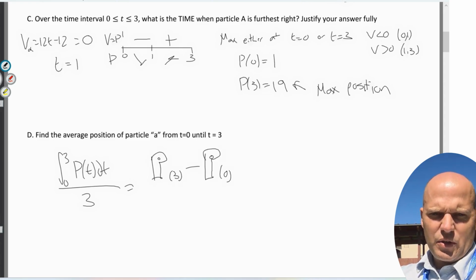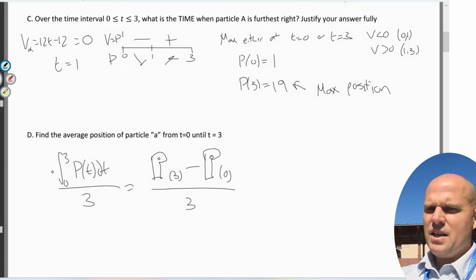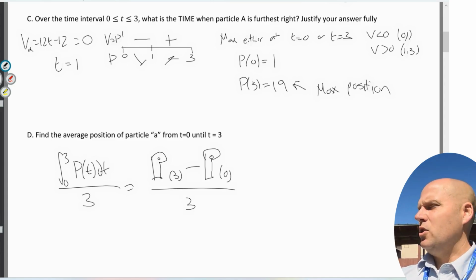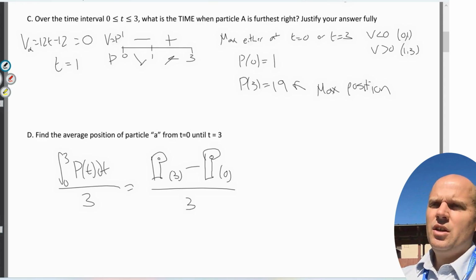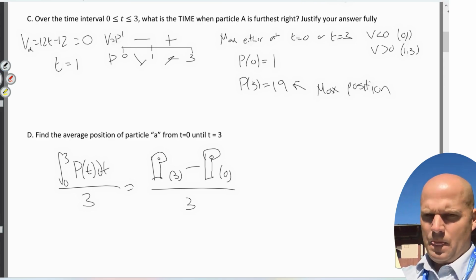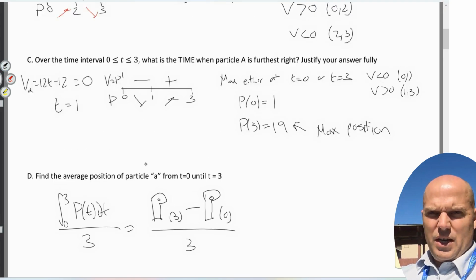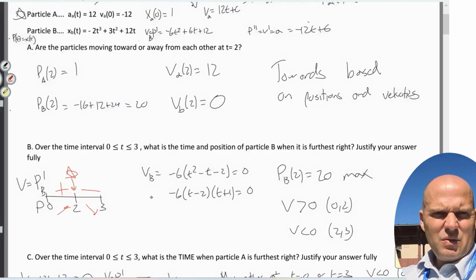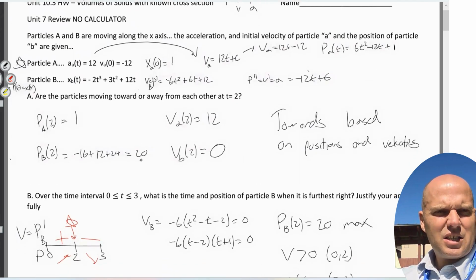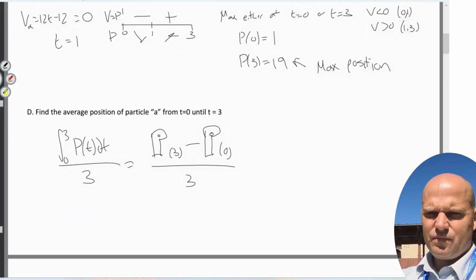A lot of people like to accumulate by velocity. If you accumulate your velocity, you do get a change in position. But if you accumulate velocity and then divide it by the time interval, you'll get an average velocity. It becomes like an average rate of change of position, which is an average velocity. So we need the position of particle A, which is 6t squared minus 12t plus 1.